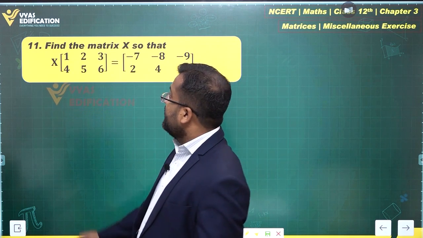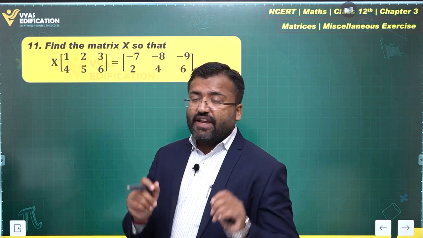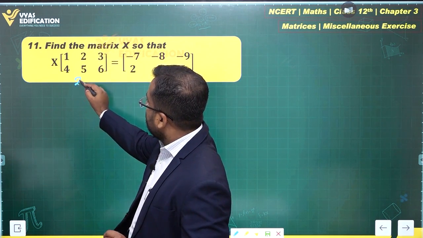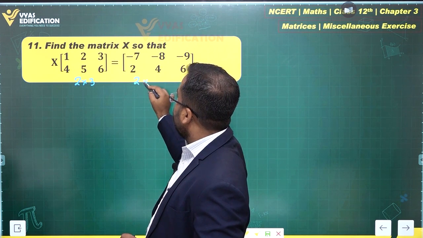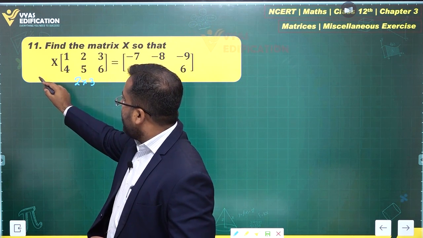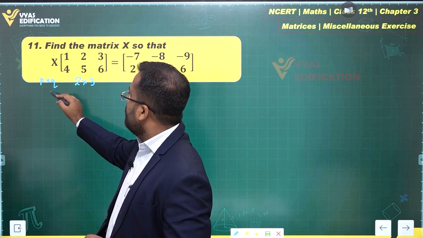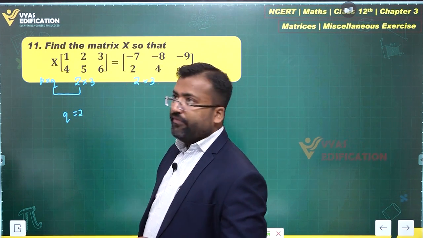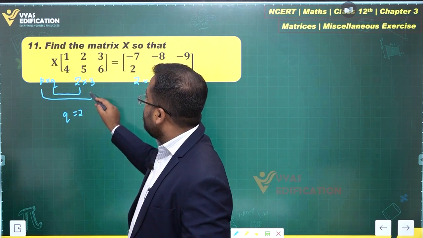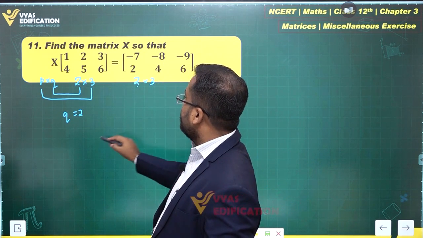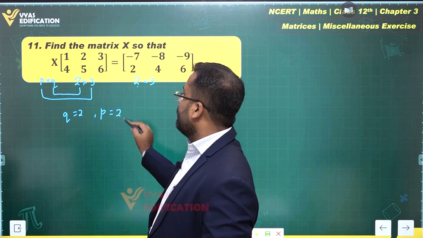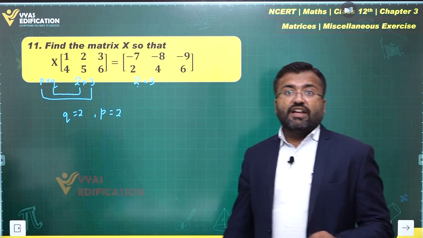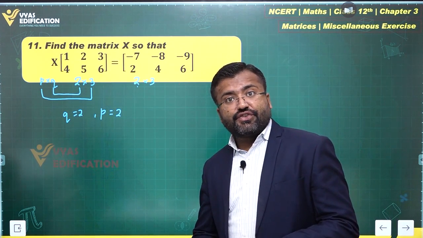Let's see. First, can you guess the order of X? So this here is a 2 by 3 matrix, and this here is a 2 by 3 matrix. Now for X, if the order is P by Q, this Q and 2 should be the same, that gives me Q should be equal to 2. And the final order should be P by 3, which is equal to 2 by 3. So that gives me P is equal to 2. The important thing to observe here is that X is a 2 by 2 matrix, okay?